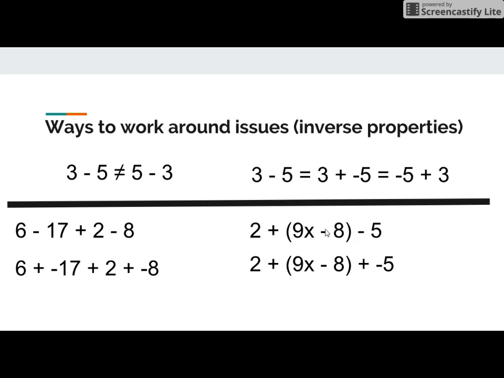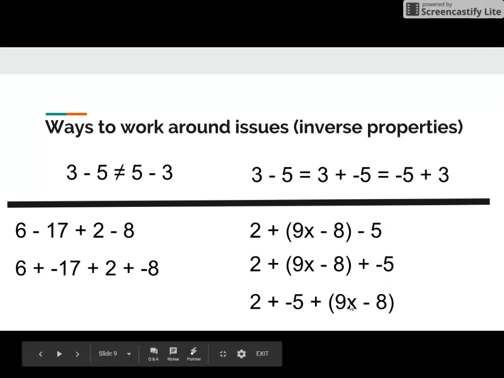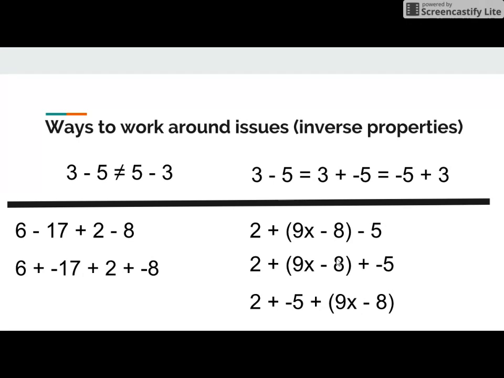The reason I'm using this other example on the right here is this 9x minus 8 in parentheses is a grouping. But we can rearrange things around that grouping too. By changing this minus 5 to a plus negative 5, we could flip-flop the 9x minus 8 and the negative 5. As long as we keep that grouping intact as a grouping, you can rearrange that group wherever you want with that addition, with that commutative property.